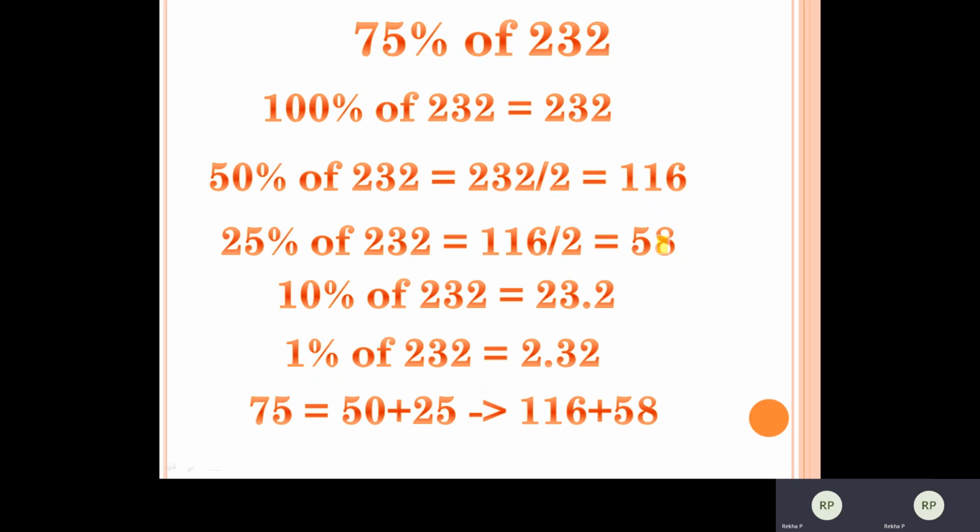So you have to add 116 plus 58. So the answer is 174. So if you do the 75% by using the conventional method, you will get the same answer, 174.